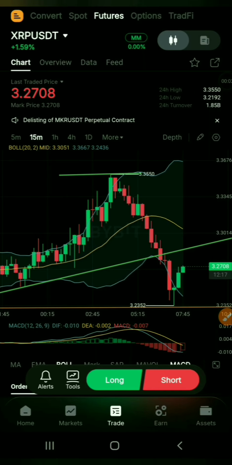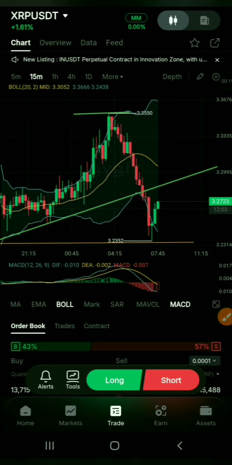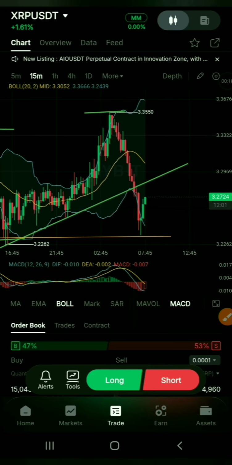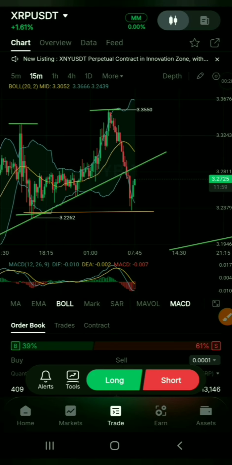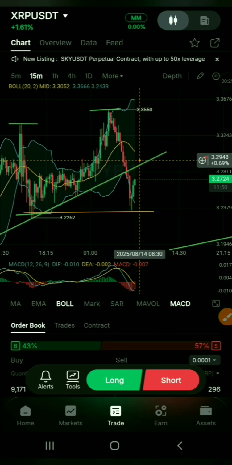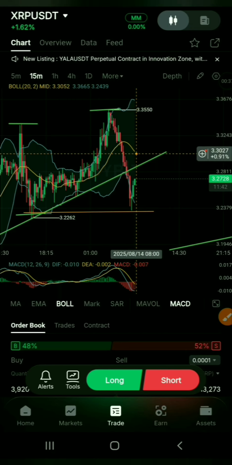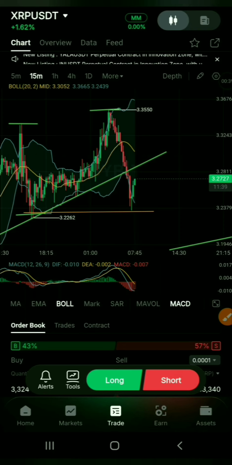So now that our confirmation candle has closed right here, it's time for us to enter a long position. Before you enter a trade, you have to calculate where your stop loss is going to be, and where your take profit is going to be. Our stop loss is going to be just below this line at 3.2262, while our take profit is going to be somewhere around this place, just close to the middle band of the Bollinger Band. That's going to be our next point of interest.